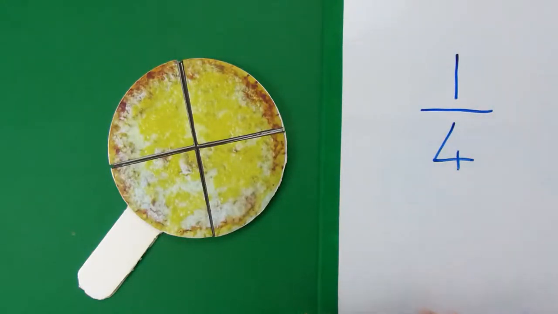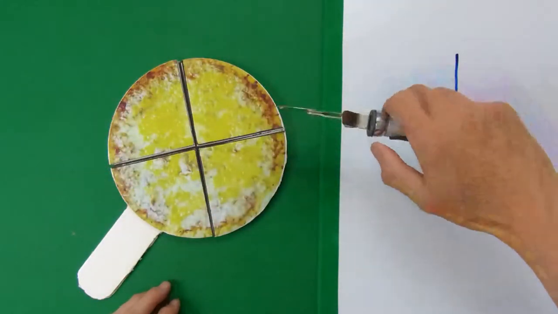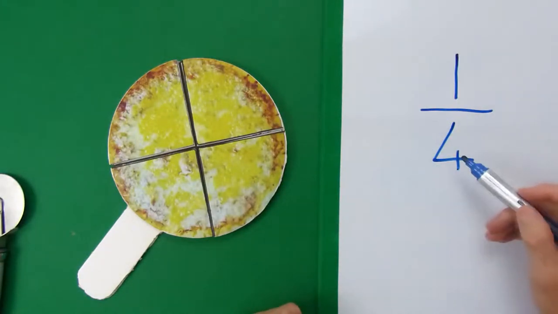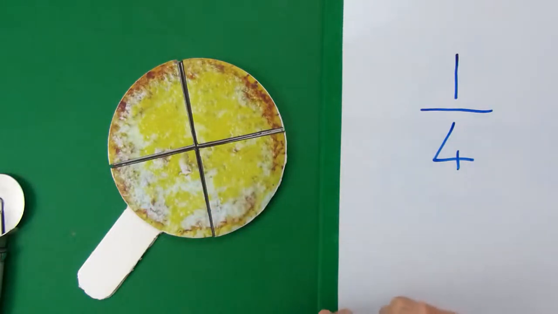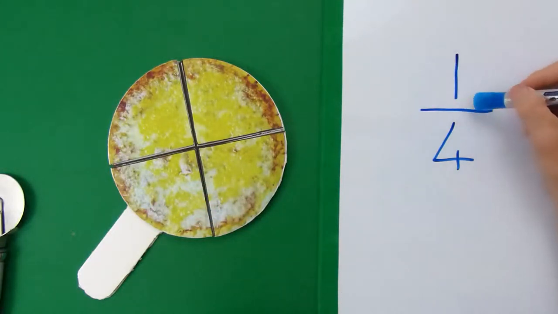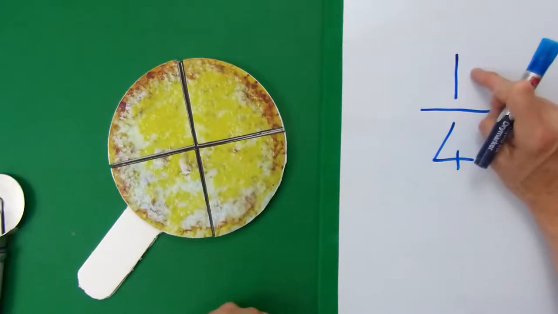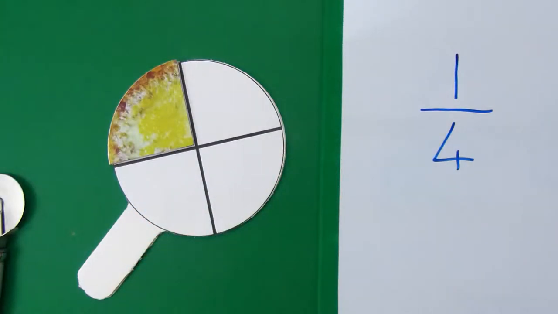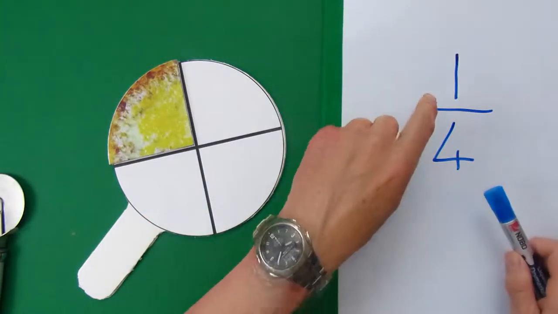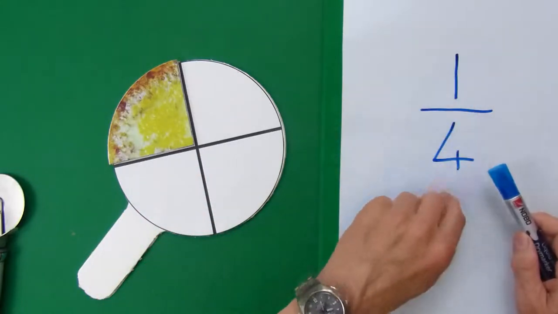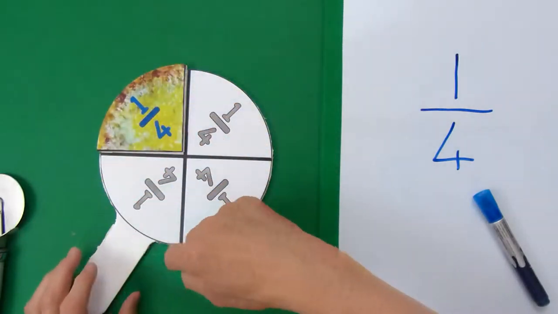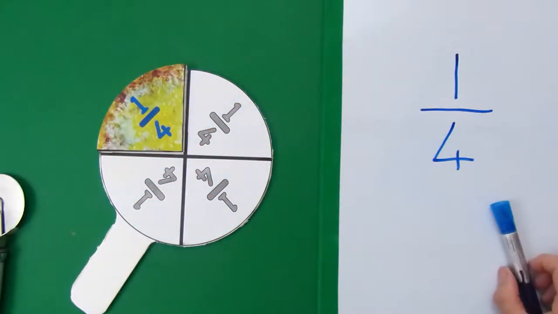1/4 pizza. You can see here we've got a pizza that's been sliced into 4 pieces. So that's what the 4 means. It's been sliced into 4 pieces. Now, if you look at the top number here, this means that we have the 1 piece. So we haven't got all 4 pieces, we only have 1 piece. So that's what we mean by 1/4, 1 out of 4, or 1/4 out of the 4 quarters.